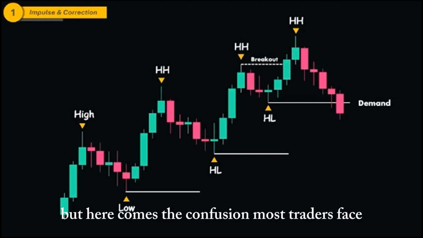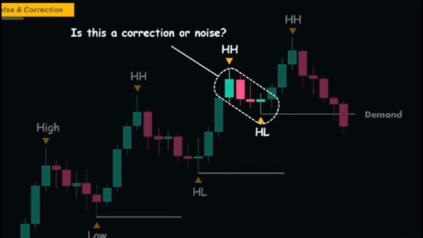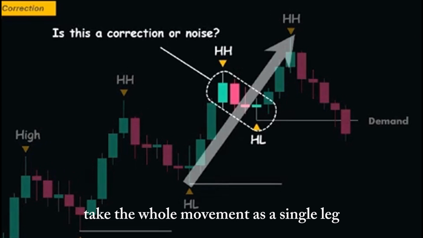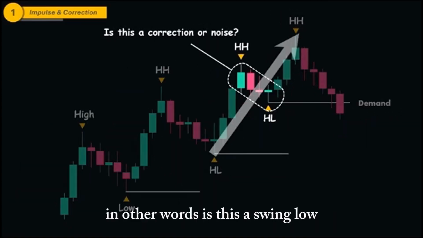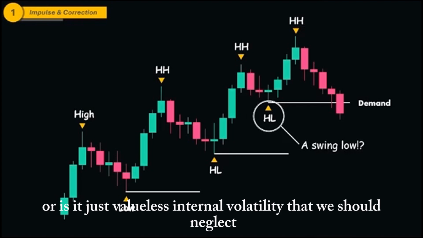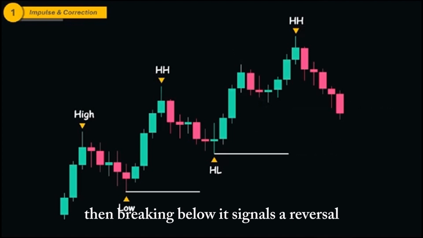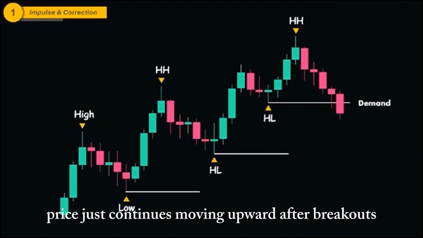But here comes the confusion most traders face. Does this move qualify as a pullback, or should we take the whole movement as a single leg? In other words, is this a swing low, or is it just valueless internal volatility that we should neglect? Because if this is a swing low, then breaking below it signals a reversal. But most of the time, price just continues moving upward after breakouts.